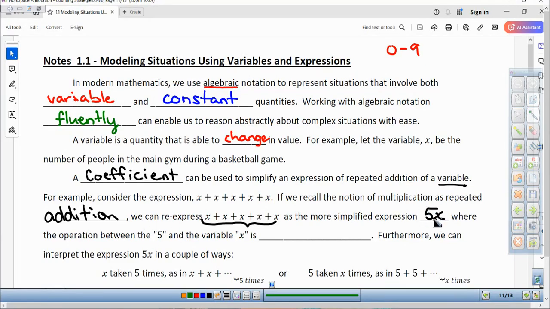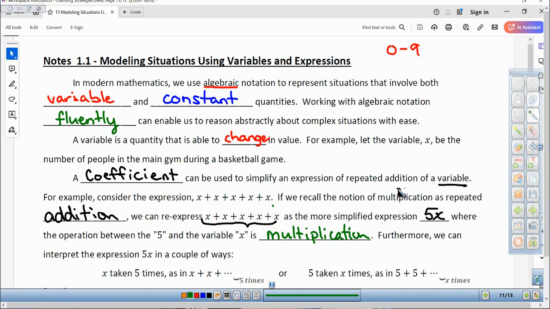In this notation, what did I emphasize? That the 5 is doing something to the x. What operation is represented with this notation? Repeated addition, yes, but it is a form of multiplication. I can write it better than that. Multiplication.